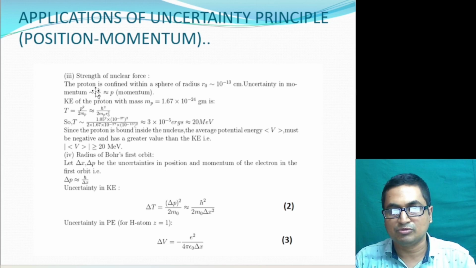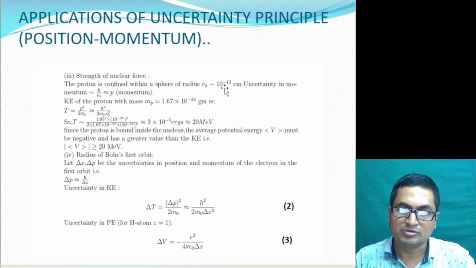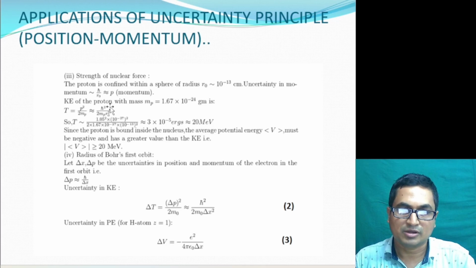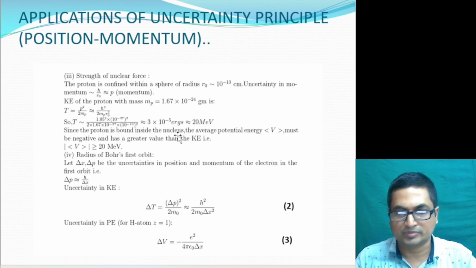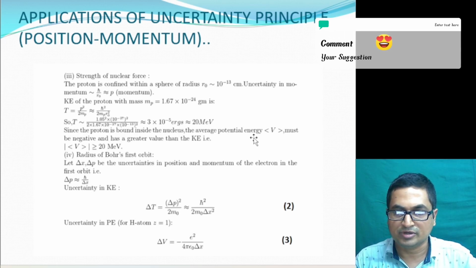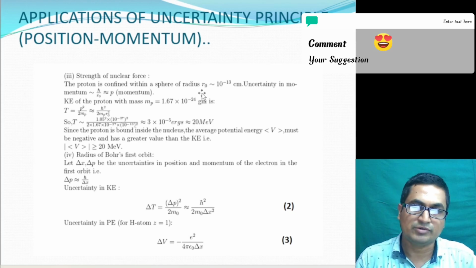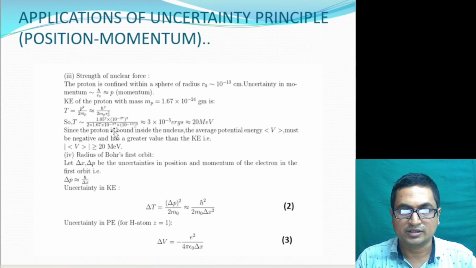Again we see that the proton within a nucleus is within this 10 to the minus 15 meter, or 10 to the minus 13 centimeter. So the uncertainty again is like this, and the kinetic energy, with a mass of 1.6 into 10 to the minus 24 gram for a proton, can be calculated out to be this. It is also equal to 20 MeV. Since the proton is a bound particle within the nucleus, the average potential energy must be negative and have a greater value than this. And this proves that the nuclear force can act within a radius of this, and also that the potential energy related to a proton must have a magnitude greater than 20 MeV.